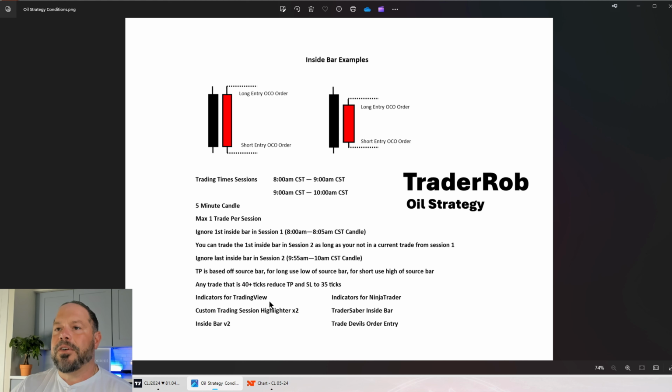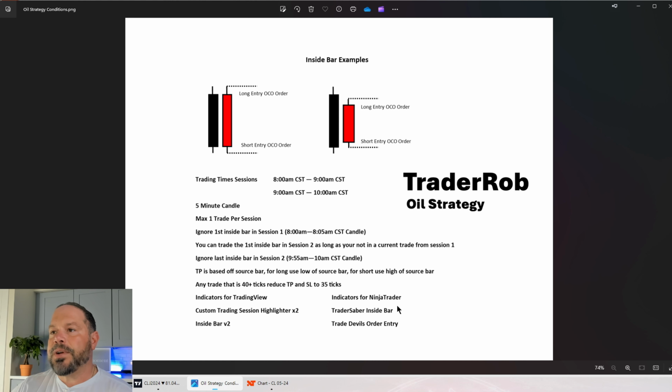And then for indicators, if you're on TradingView, I've got the 2 indicators that I'm going to be showing you guys here. First one is Custom Trading Session Highlighter. All it does is paint the 2 sessions, the 8 a.m. to 9 and the 9 to 10, so they're separated and you can clearly see what session you're on. There is also an inside bar indicator that simply paints inside bars.